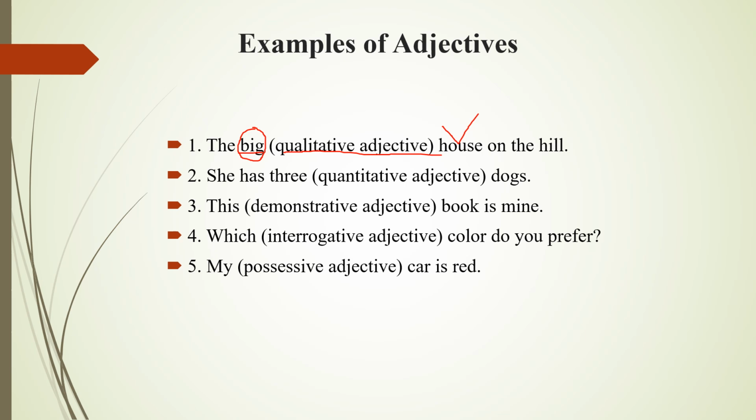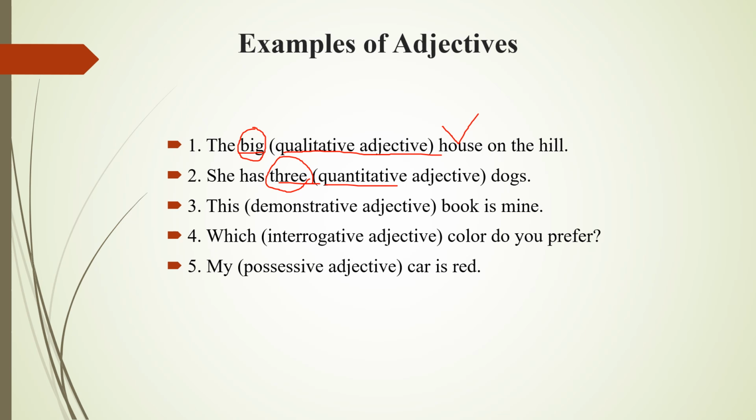It is also providing additional information regarding the noun, that is the house. So, what kind of house is there on the hill? The house which is big. She has three dogs. Quantitative. Here we see that three is the example of a quantitative adjective because it is denoting the number of dogs that she has, neither one nor two nor four or five. She has three dogs.